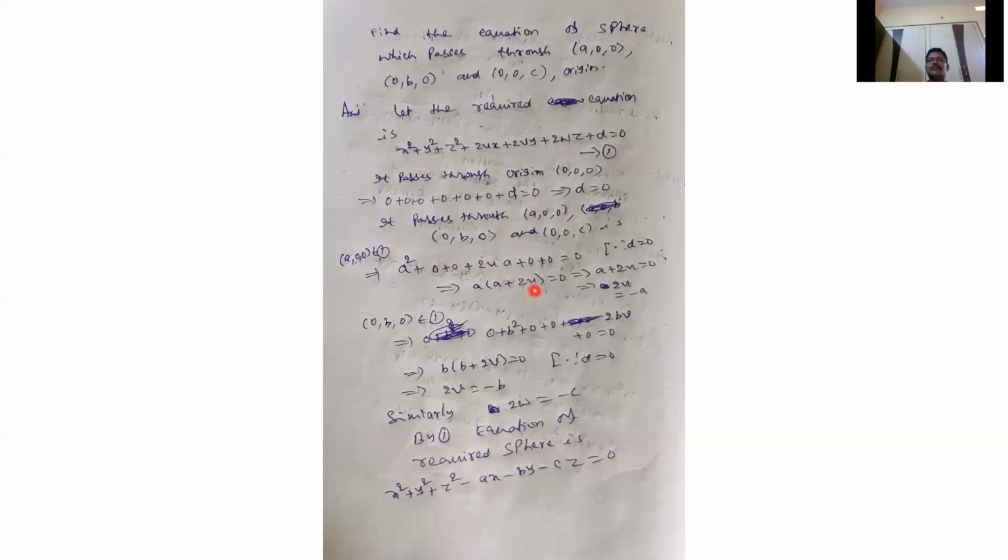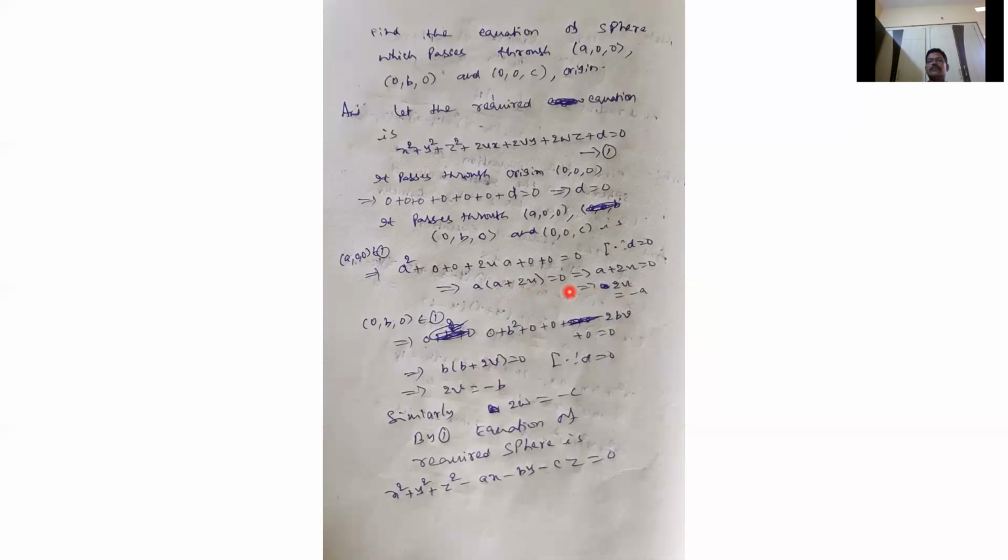a into (a plus 2u) equals 0. a cannot be 0, so a plus 2u equals 0. We will get 2u is equal to minus a.